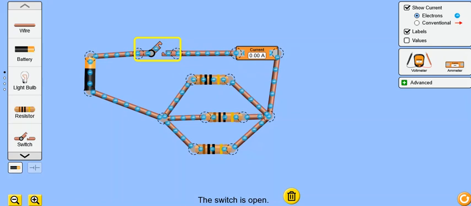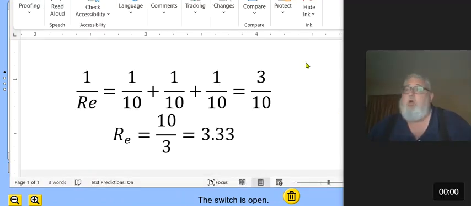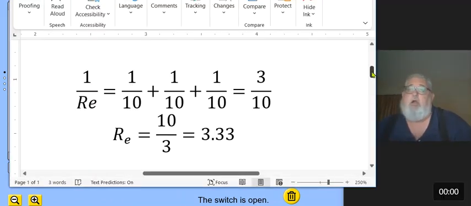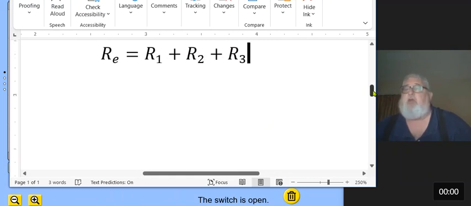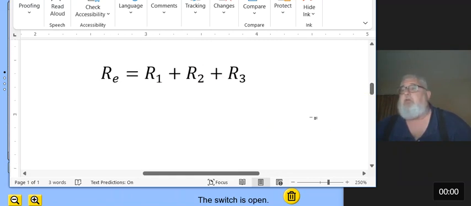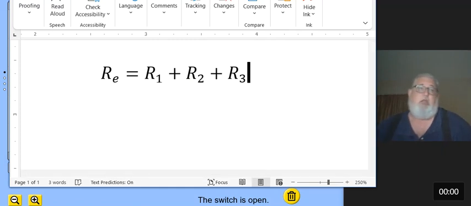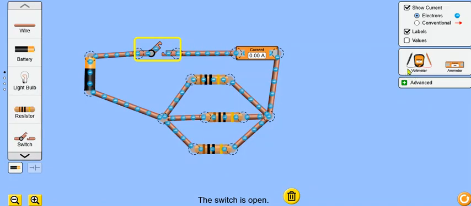Now let's take a look at what we get for series resistors. Here's the rule for series resistors. I didn't even bother to throw some numbers into this one because we can just add. One resistor is 10 ohms, 2 of them is going to be 20, 3 of them is going to be 30.